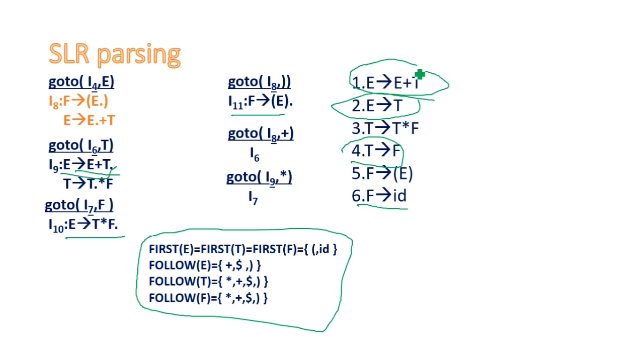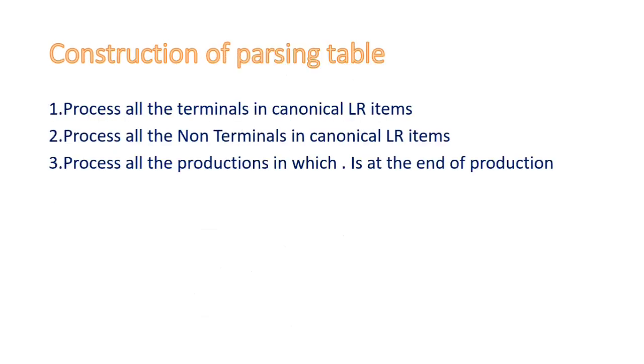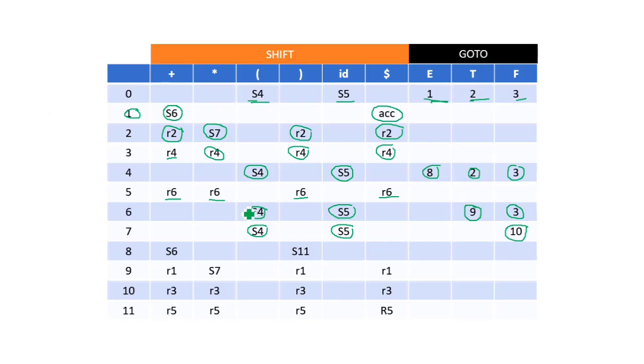So we have to find the follow for E, and wherever the follow symbols of E are there, we write R1 since this is production number 1. Follow for E has plus, so it is R1, and close brackets, so we write R1 here, and we have dollar also as follow, so we write R1.